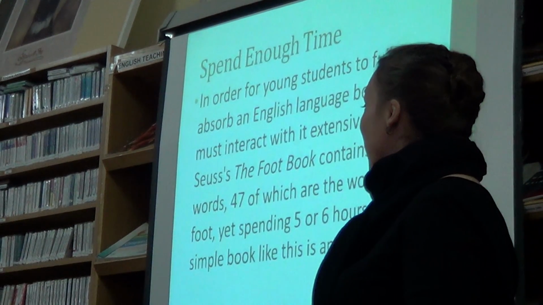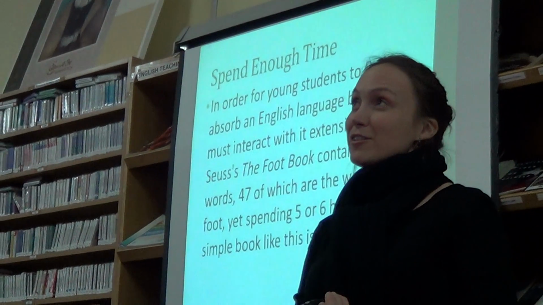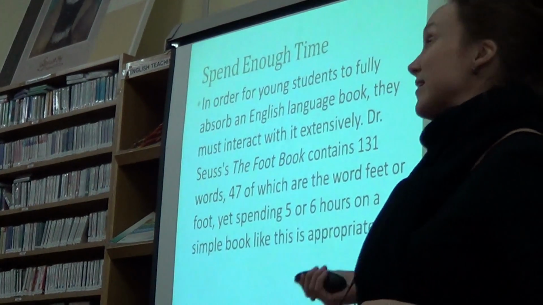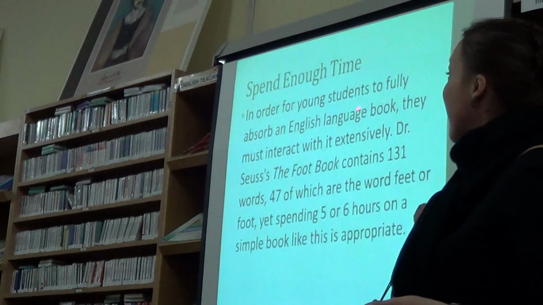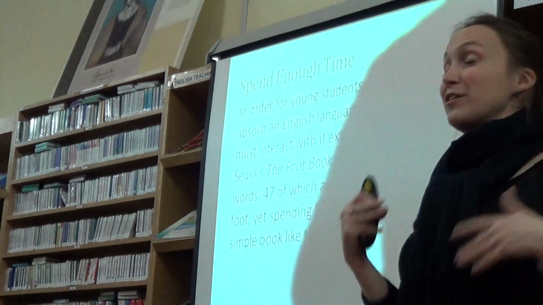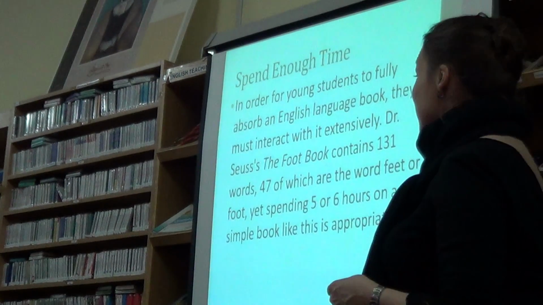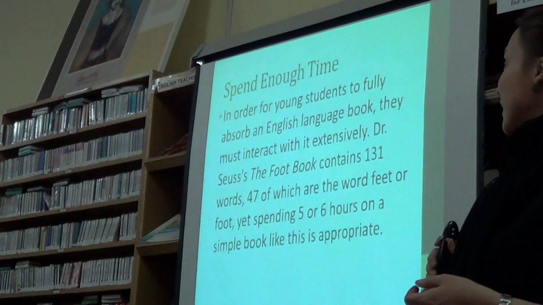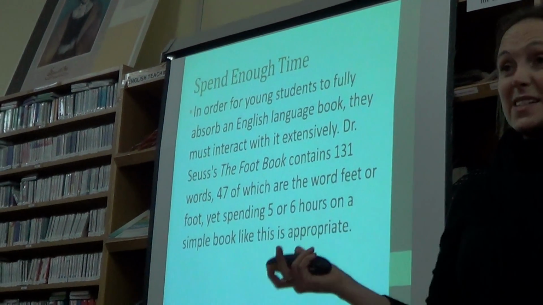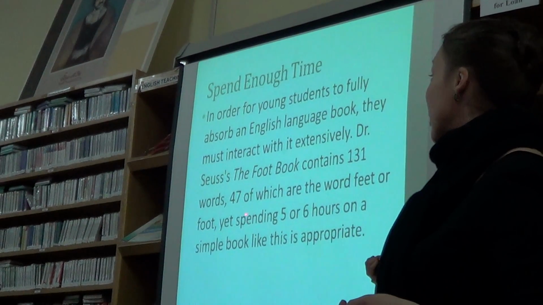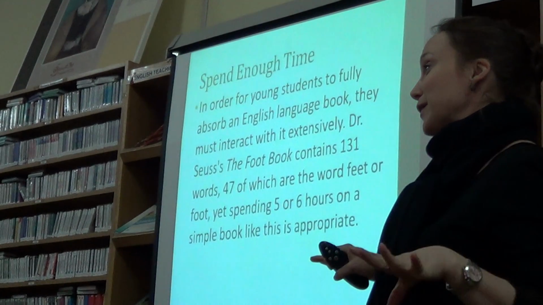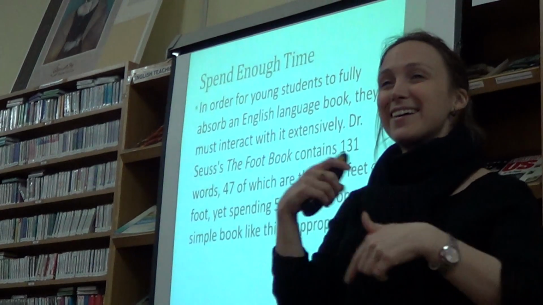So the nice thing about young learners is that they do like books over and over again, so it really is a great way to think about interacting with vocabulary. And I love Dr. Seuss's books because they are just drilling vocabulary over and over again. So here's an example. The Foot Book has only 131 words, so it's very manageable, right? That's not that many words, especially when we consider that 47 of those words are either feet or foot. So they're getting a lot of repetition.